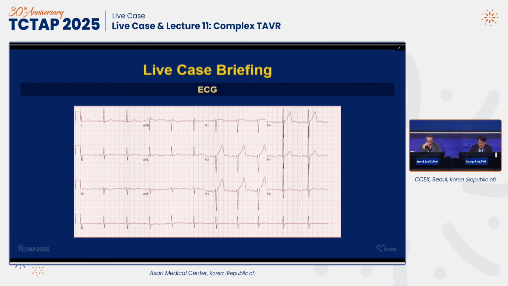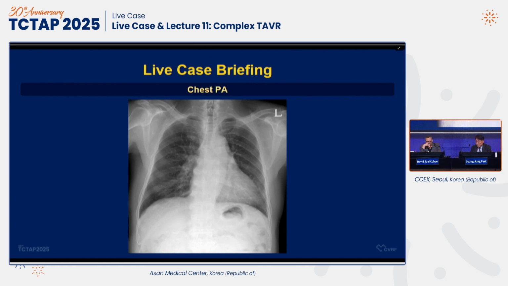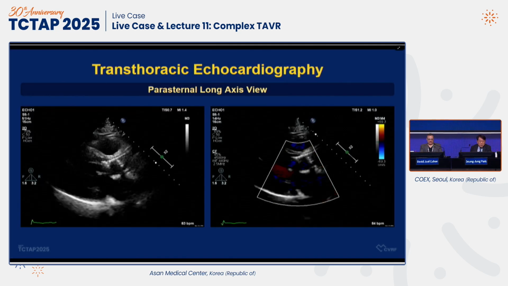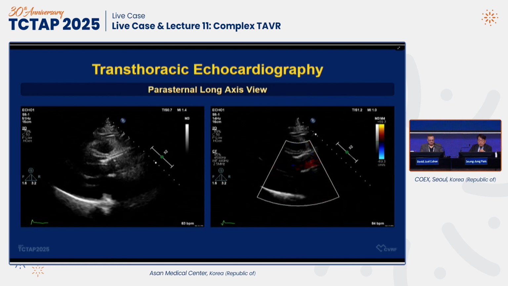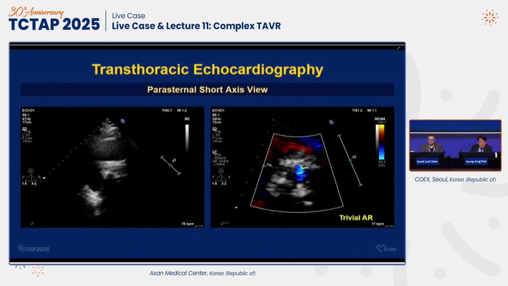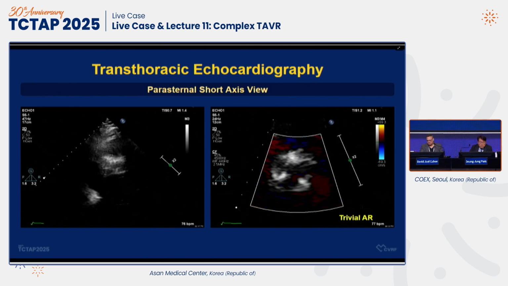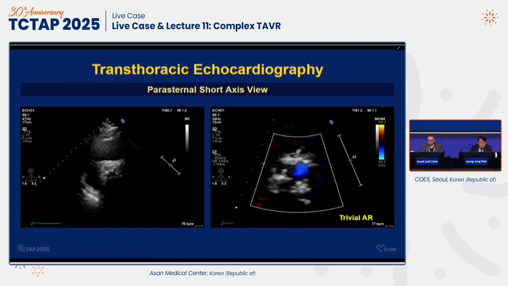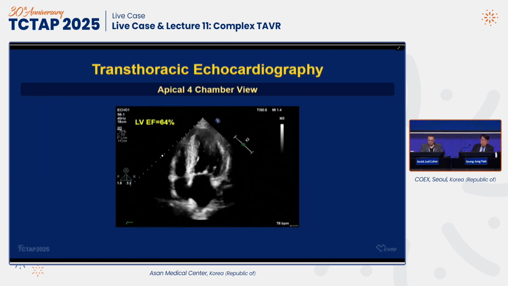Electrocardiogram showed normal sinus rhythm with a heart rate of 65 beats per minute. Chest X-ray showed cardiomegaly without signs of any congestion. Transthoracic echocardiogram showed normal systolic function of LV, and you can see the shadow of the previously implanted prosthetic valve in the aortic valve. The parasternal short axis view shows a severely limited motion of the aortic valve leaflet with heavy calcification, and there's trivial aortic regurgitation. The apical four-chamber view shows normal biventricular function without pericardial effusion.